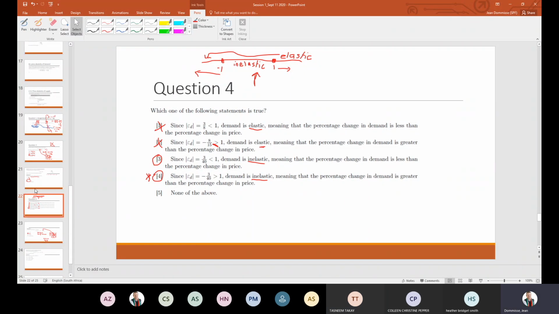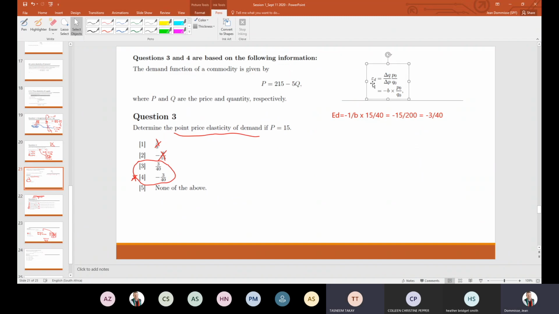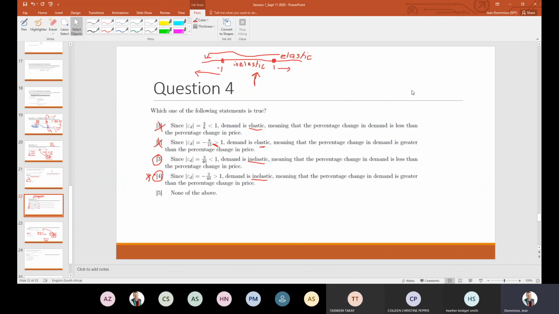Okay, so let's quickly, I want to just copy that here as well, meaning that percentage change in demand is greater than the percentage change in price.